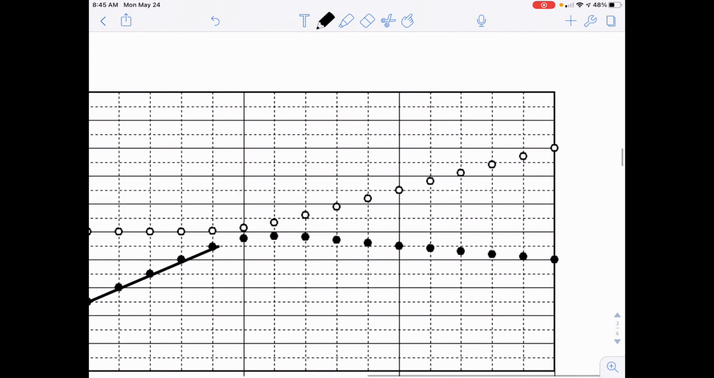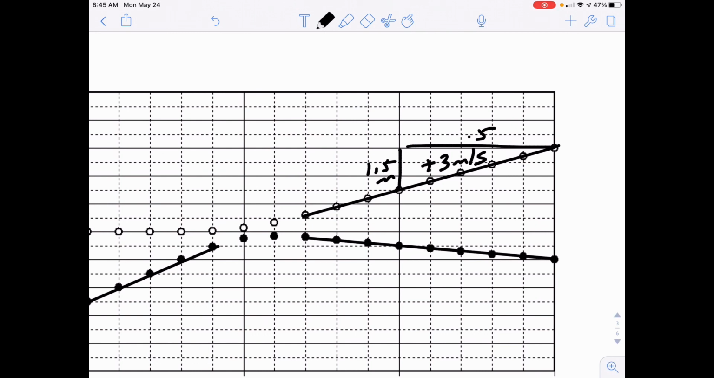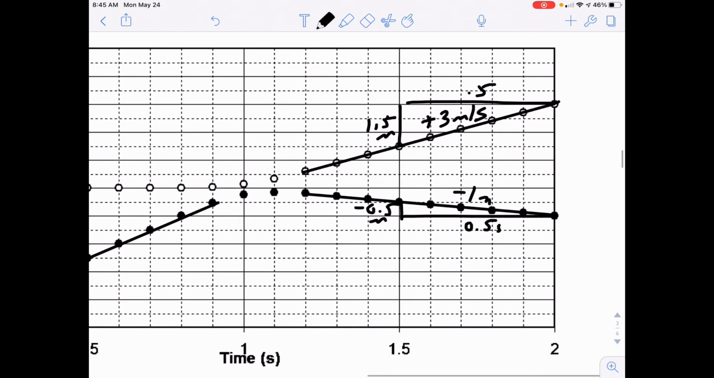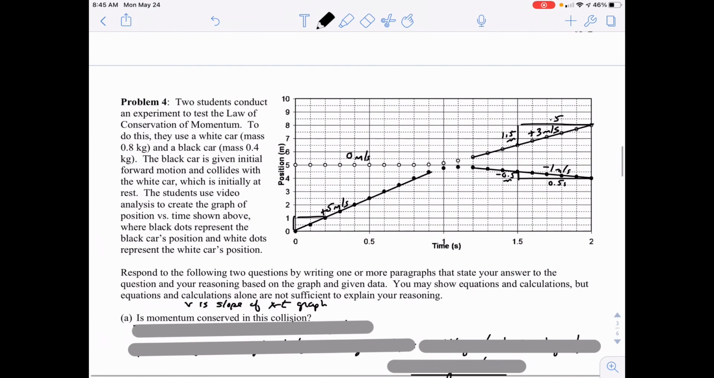After collision, you can see the white car is moving about 1.5 meters in half a second. That's the same as 3 meters per second forward, where the black car rebounds backwards. It's smaller, so when it hits, it rebounds backwards. And let's see, negative 0.5 meter, from 0.5 to 2, would be negative 1 meter per second. So yeah, the first thing is to find those velocities, and the calculation's pretty straightforward.